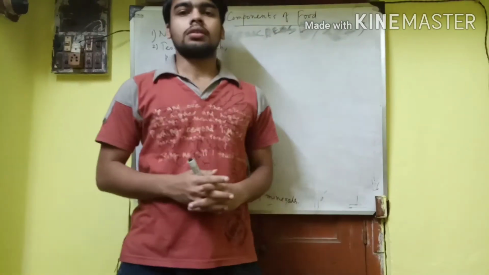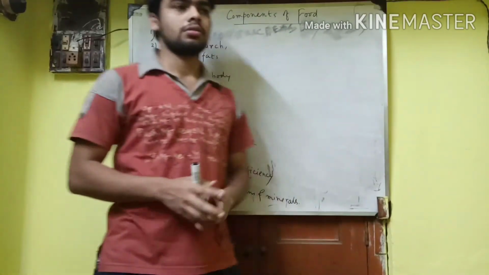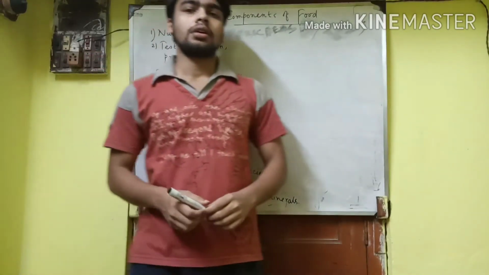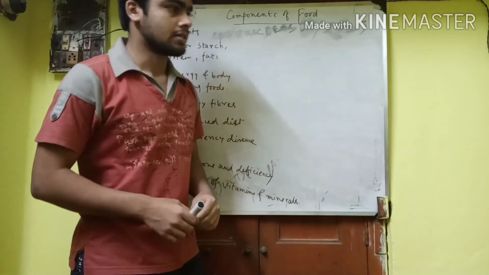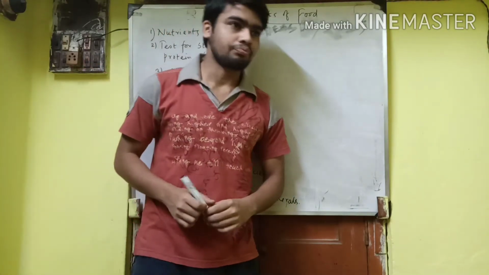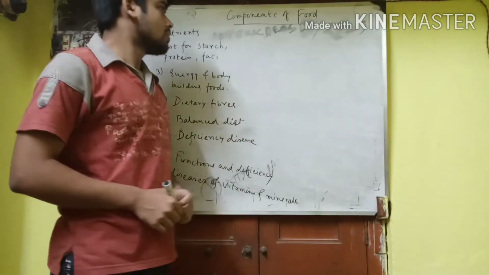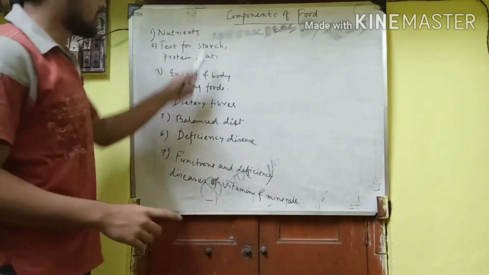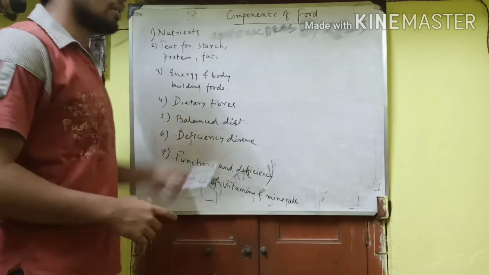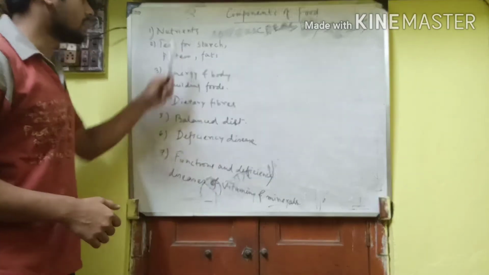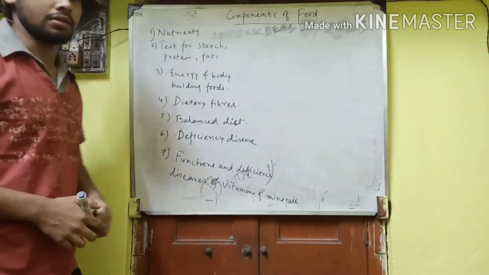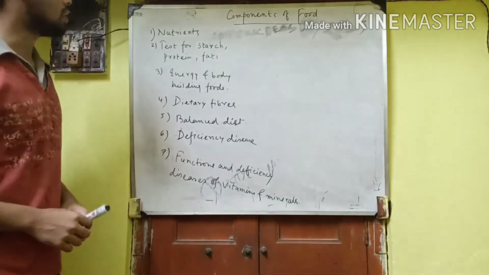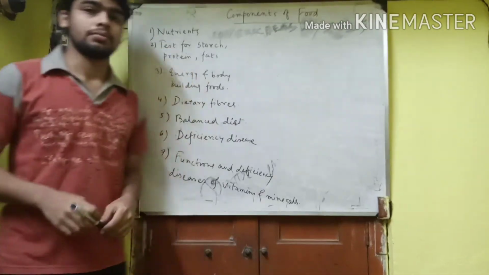Hello students, today I am going to discuss the topic of components of food, which is in Class 6 standard science NCERT. This chapter contains these types of things, and I am going to discuss them individually. Okay, so components of food.